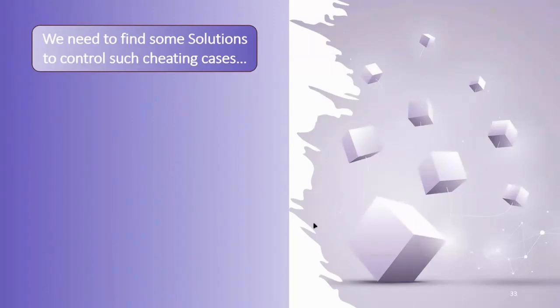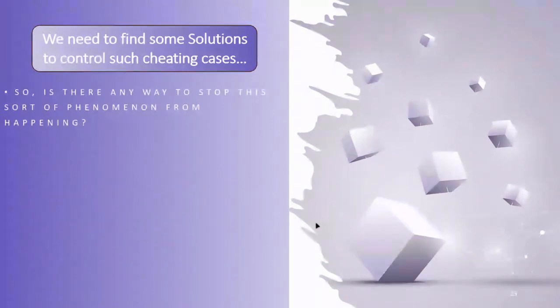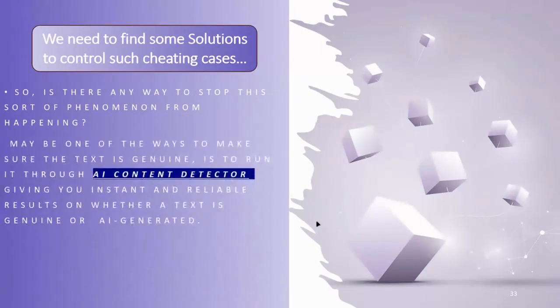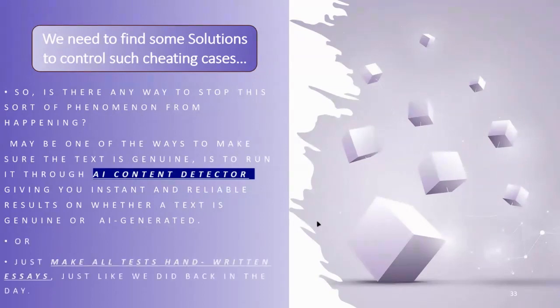But now, dealing with some of the cheating cases, we need to figure it out. So is there any way to stop this sort of phenomenon from happening? Maybe one of the ways to make sure the text is genuine is to run it through an artificial intelligence content detector, giving you instant and reliable results on whether text is genuine or AI generated. Or just make all tests handwritten essays just like we did back in the day, or maybe oral presentations.